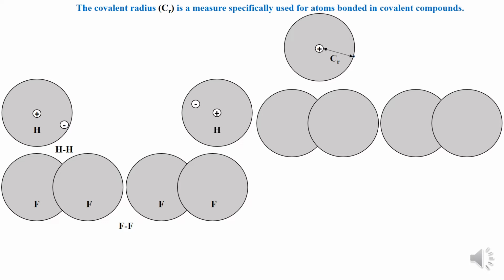So the radius of an atom can be determined for compounds held together by covalent bond. So what are covalent compounds? Now covalent compounds are those compounds where the atoms are held together by covalent bonds. That is a bond formed by mutual sharing of electrons.